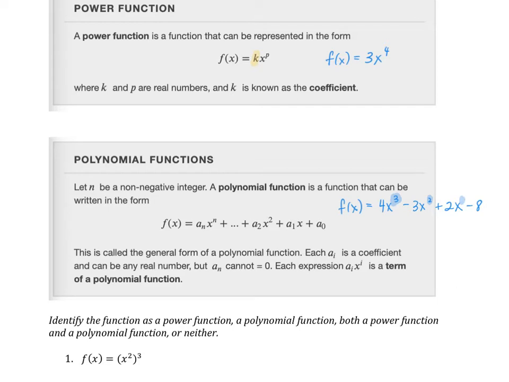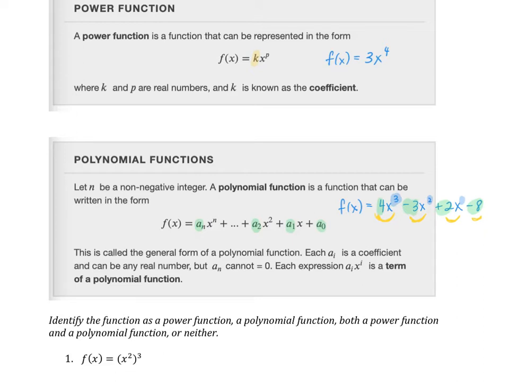This is a general form of a polynomial function. You can see the a sub i's. All these a sub i's are the numbers in front. Those are the coefficients. The last one is called a constant. And you can see the terms are separated by plus and minus signs. So this 4x cubed is a term. Negative 3x squared is a term. 2x is a term, and negative 8 is a term. So this has 4 terms.